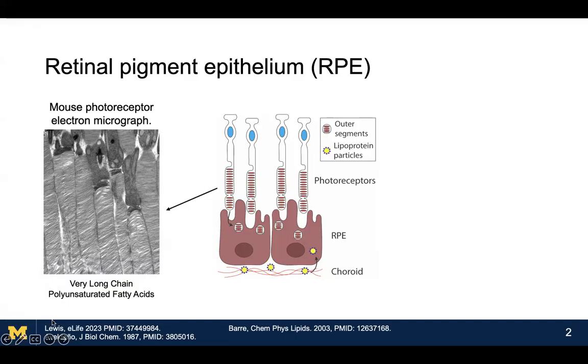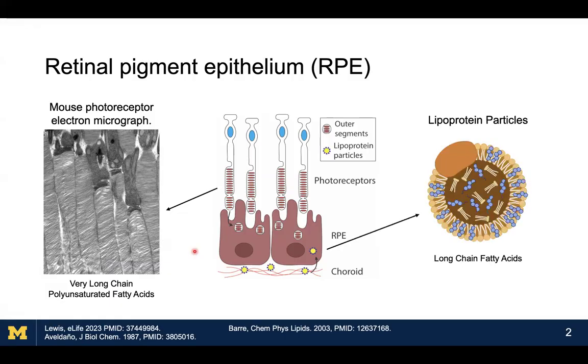And on the basal surface, the RPE is highly enriched in lipoprotein particle receptors. We're all familiar with lipoprotein particles that look something like this. And the fatty acids within these lipids are typically long-chain fatty acids that are saturated or monounsaturated. So these are the palmitate, stearate, and oleate that we most often think of when we think of fatty acids.